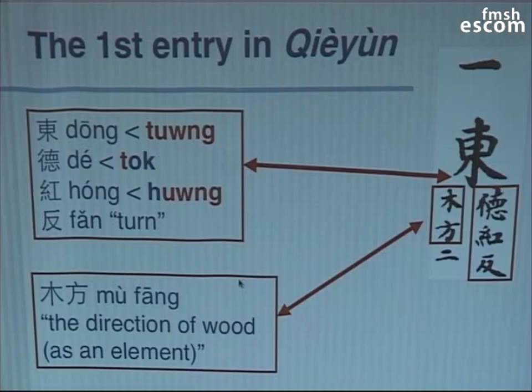Just the rest of the entry, this is sort of interesting. The dong is defined as mu fang, the direction of wood. Well, that's part of the wuxing theory, the theory of the five phases or elements, and each direction is associated with one of these elements. East is associated with wood. And there are five directions, just like there are five elements. There's north, south, east, west, and middle is the fifth direction. But so that's what that's about.